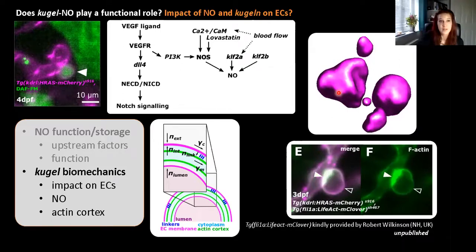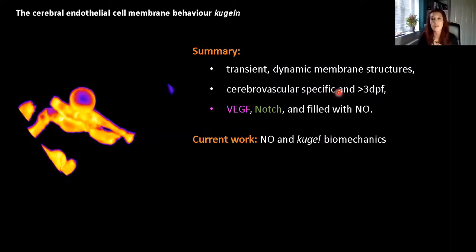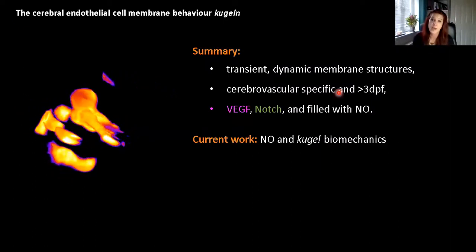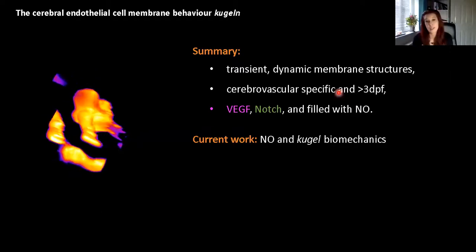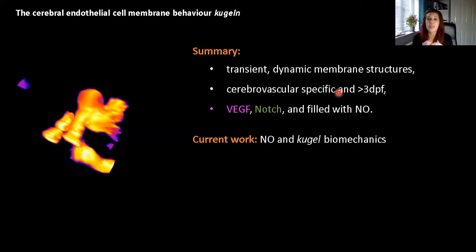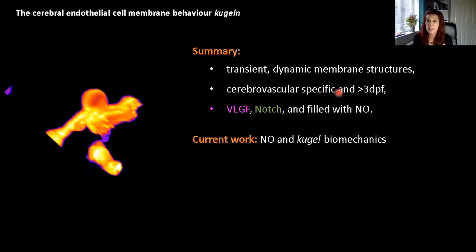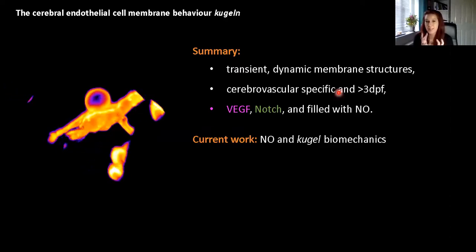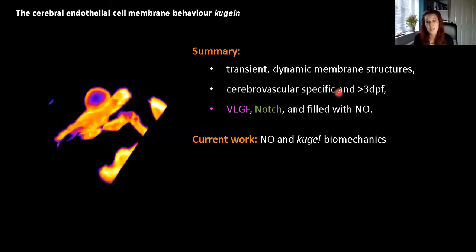So with this, I'd like to very briefly summarize. We have learned that Kugel are transient and dynamic structures, that they're specific to the brain and only over 3 days post-fertilization. And we know that they need notch signaling, as VEGF actually inhibits them, but we still don't know the exact ligands and receptors. So this is future work, definitely.